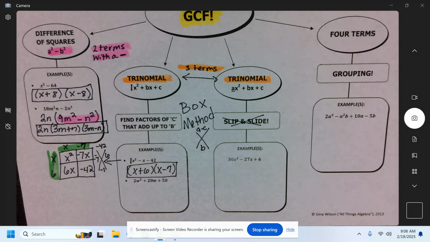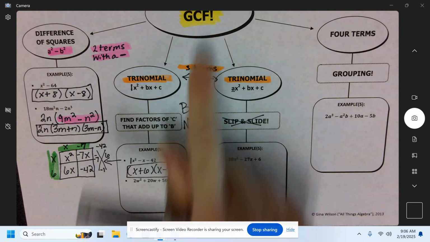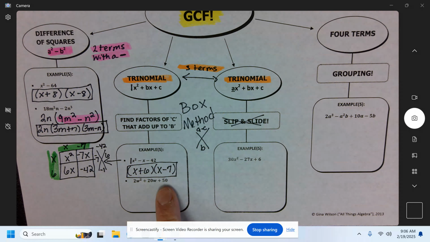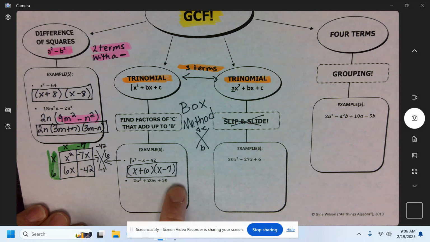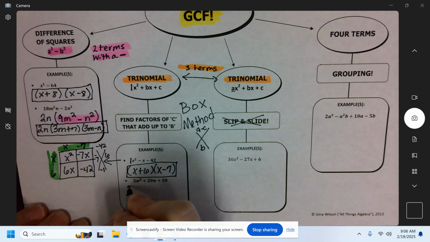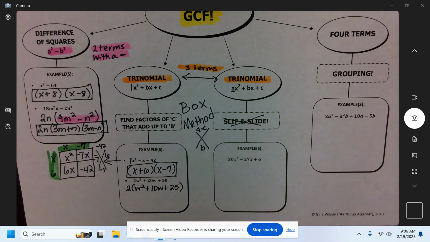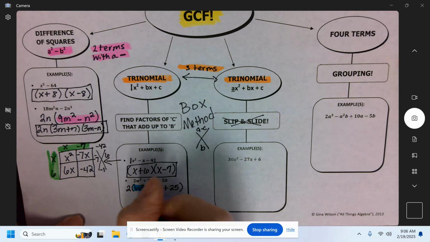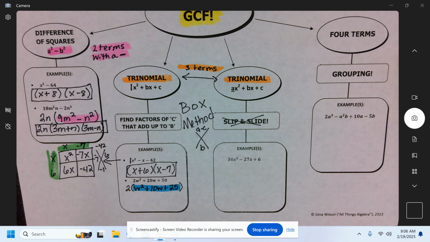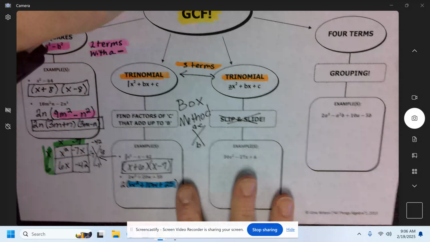Okay? If we look at this one down here, we're going to ask that first question. Is there a greatest common factor? Well, yes, there is. 2 goes into 2, 20, and 50. So I can take a 2 out. When I do that, that leaves me with w squared plus 10w plus 25. And then what you're factoring is inside this parentheses. So we're just looking at that to factor it, okay? We're just looking at that part.